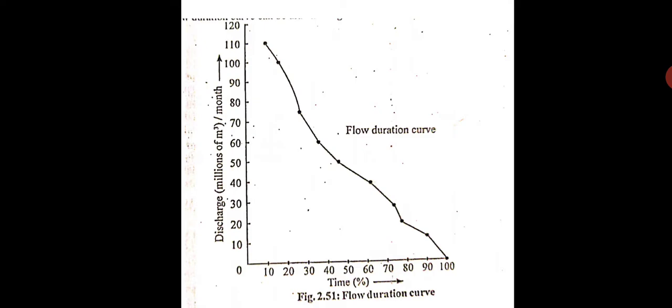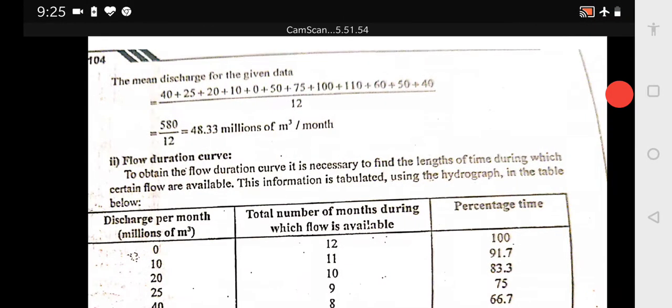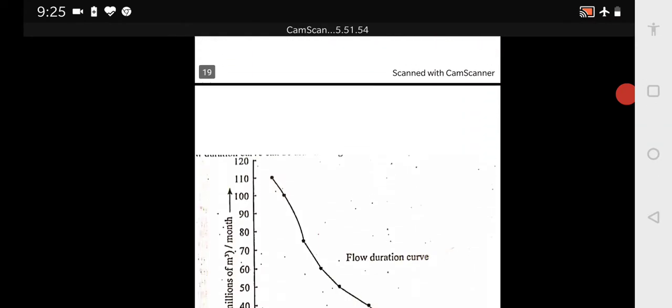Okay, it means you can see this 110 million meter cube is only available for 10% of the time, whereas 10 million meter cube per month is available for 90% of the time, and the mean value was 48.33 millions of meter cube per month.